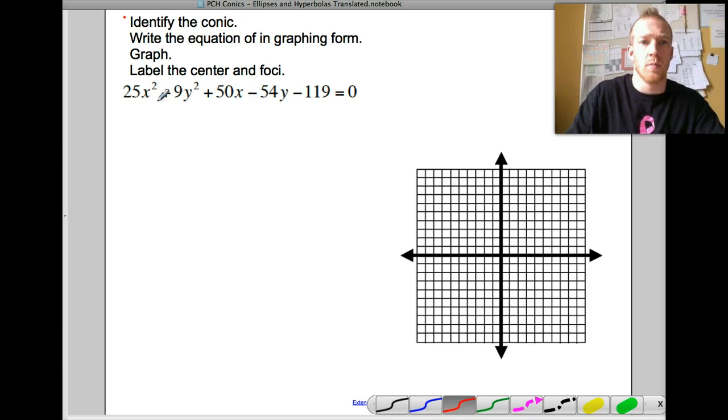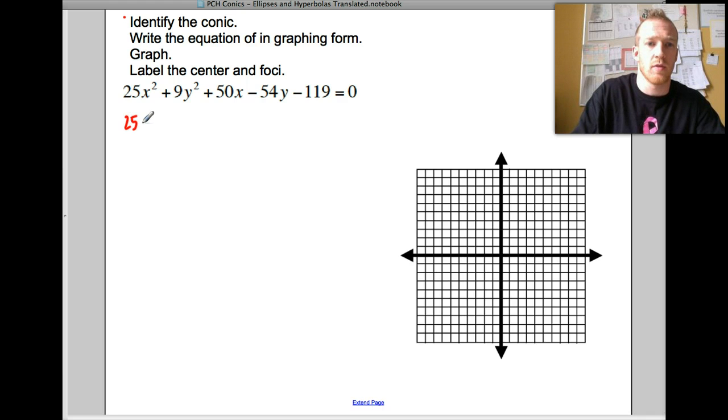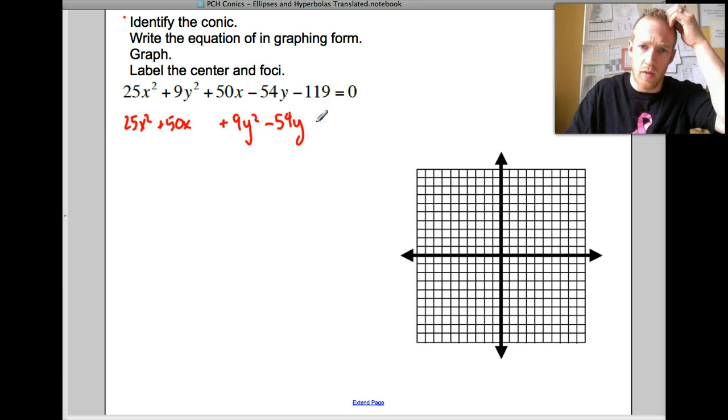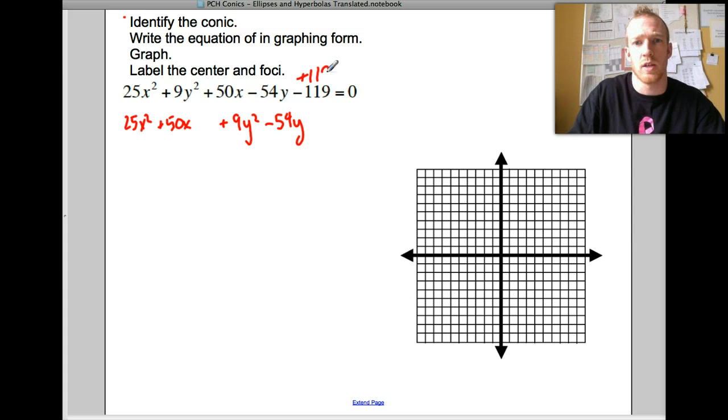So when we rearrange the terms, I'm going to complete the square and write the equation of the ellipse. So we have 25x squared plus 50x, leave a little space, plus 9y squared minus 54y. And then I'm going to add this 119 to the other side, just to get it out of the way. Whatever I add to one side, I have to add to the other, so I'll do that when I complete my squares.